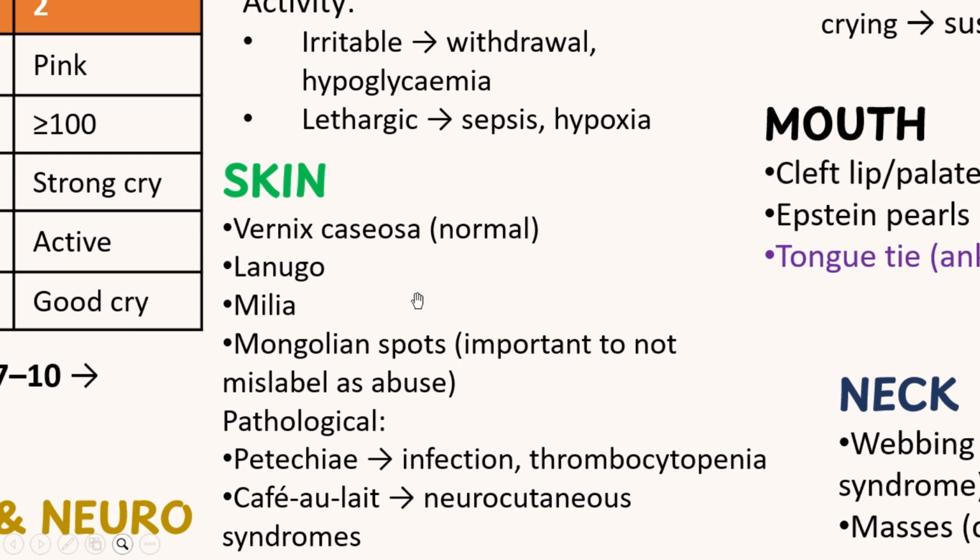The vernix protects the baby because the uterus is a liquid environment, and the baby being coated in this vernix helps protect him from the maceration that would occur because of exposure to the liquid. We have lanugo hair. Then we have the milia, a very mild rash that can be found on the baby. Mongolian spots can be normal, and sometimes you don't want to say it's abuse or something like that.